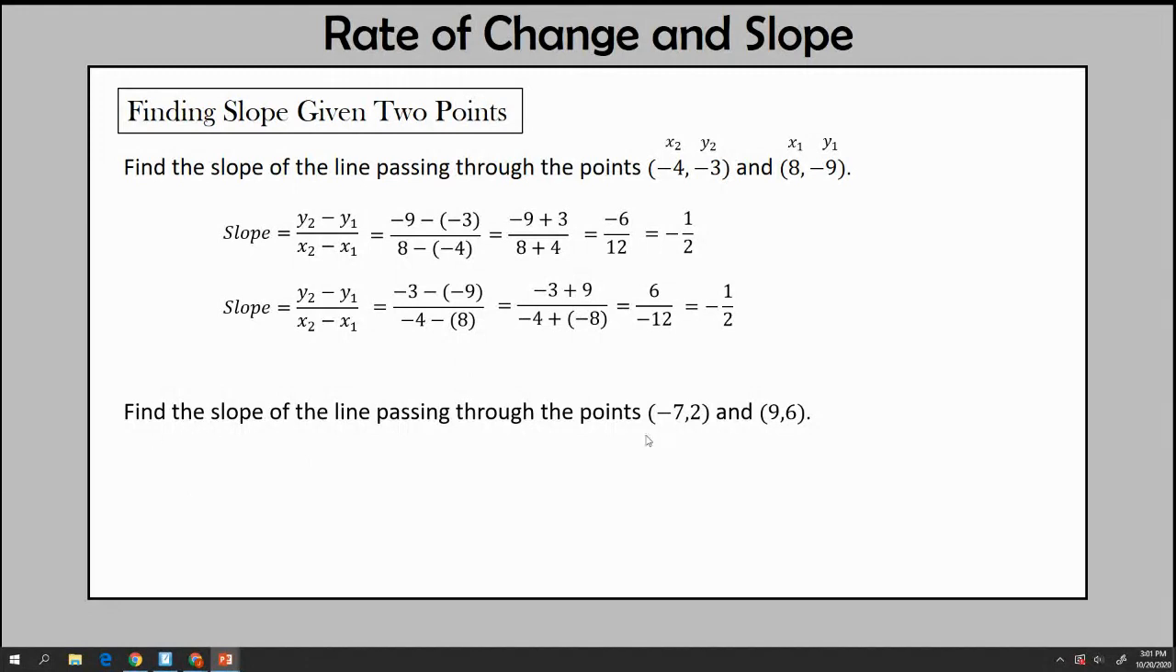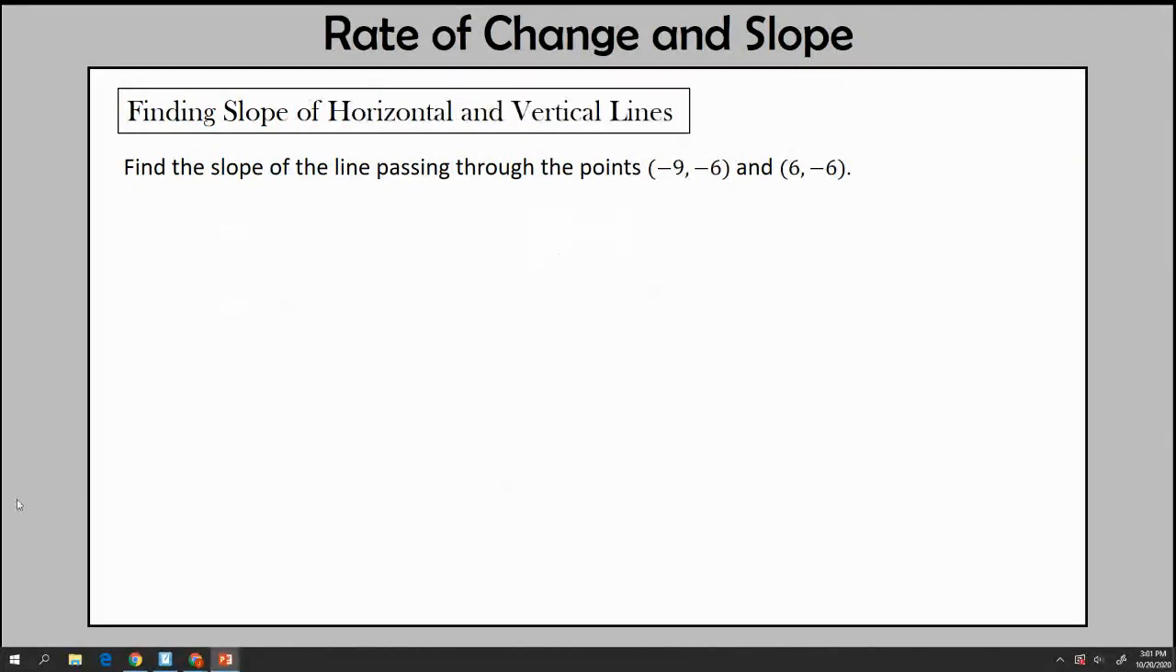Okay, this one says find the slope of this line. And again, I'm just going to set up my slope formula. I like to write that out first, and then I'm going to assign x1, y1, x2, y2. Okay, so I'm going to go 6 minus 2 on top, and then 9 minus negative 7 on the bottom. So 6 minus 2 is 4, plus a positive 7. So I get 4 over 16, or 1/4. Real simple. Not going to do it both ways. I just want to show you that it worked that way. But this one is 1/4.